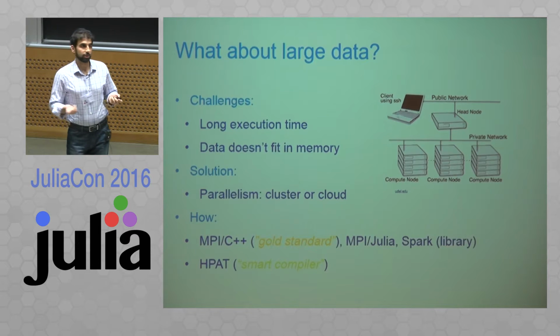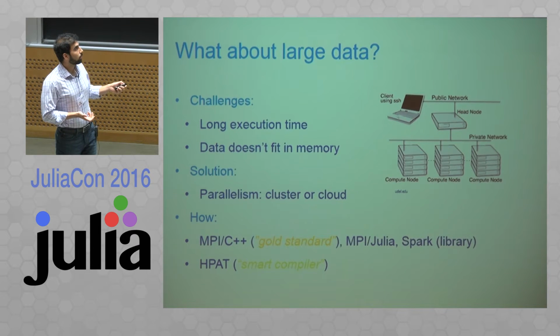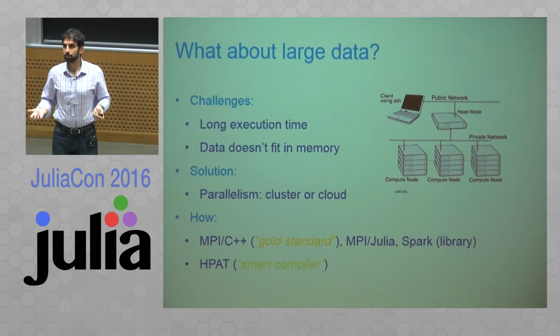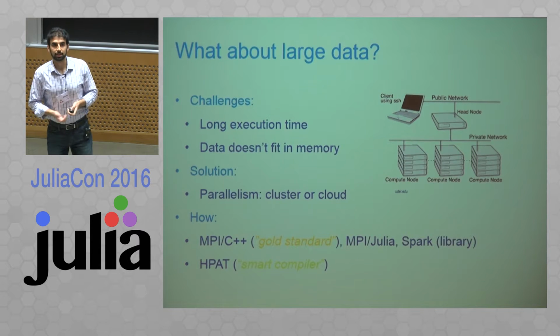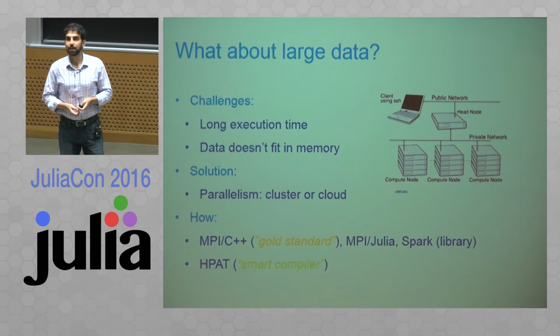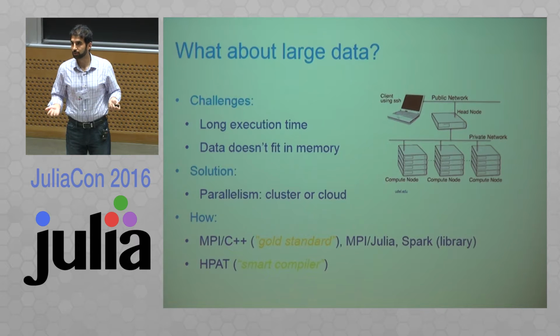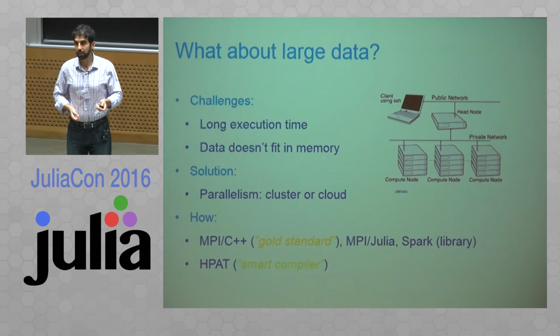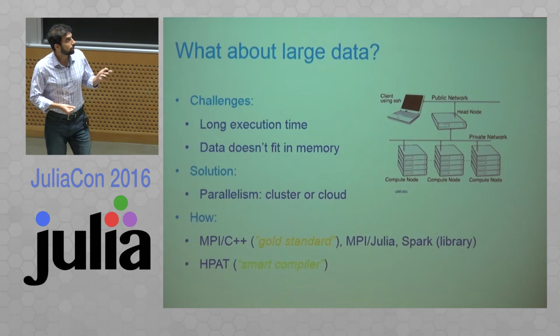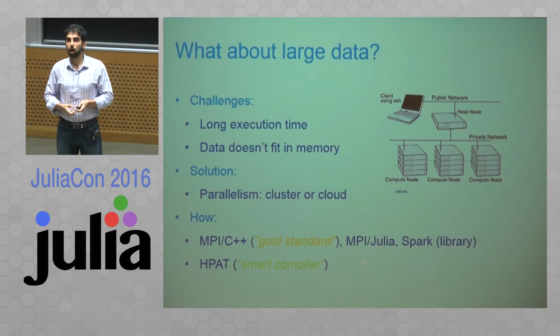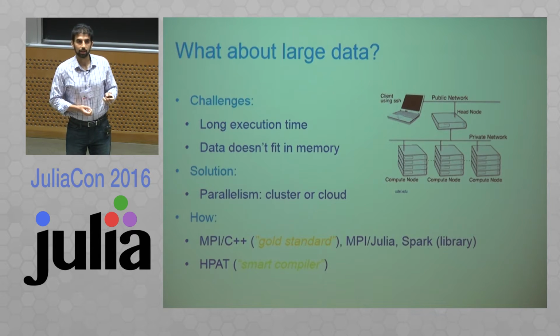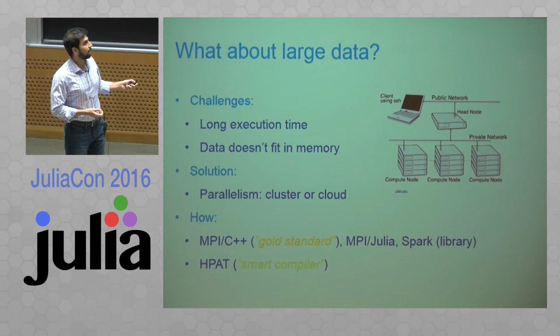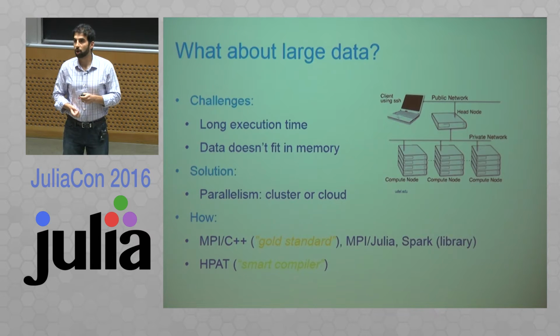There are multiple approaches. You can go what I call the gold standard way, write MPI C++, the same way scientists at national laboratories write code, nuclear simulations on large-scale supercomputers, DOE labs. You could use MPI in Julia. You could use things like Spark, which are essentially libraries. I'm going to describe them a little bit. Or you could use HPAT, which is sort of a smart compiler.